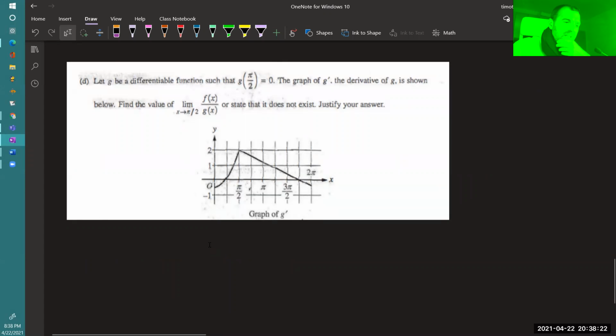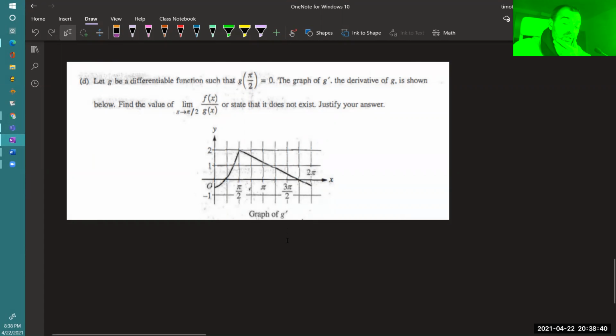All right, G is a function. Okay, so there it is. They tell us that G of pi over 2 is 0, so maybe some information is going to come in handy later. They also give us the graph of G prime. Okay, it's G prime. Now be careful.